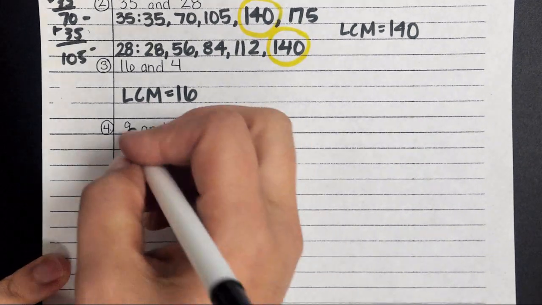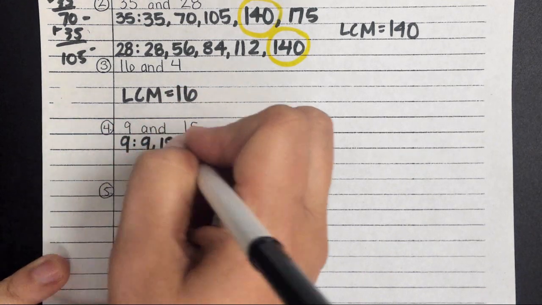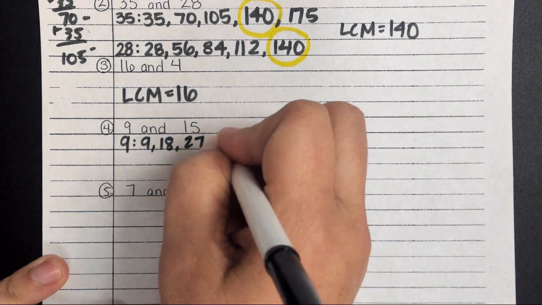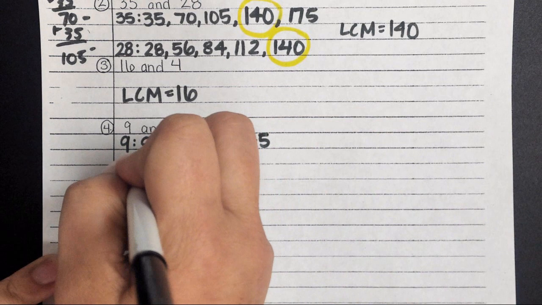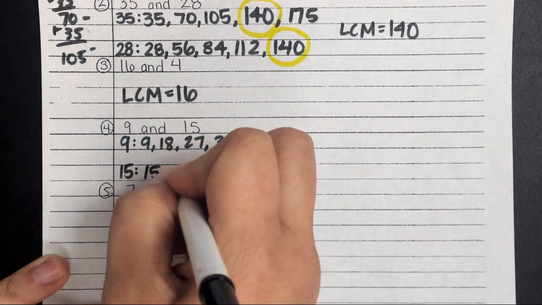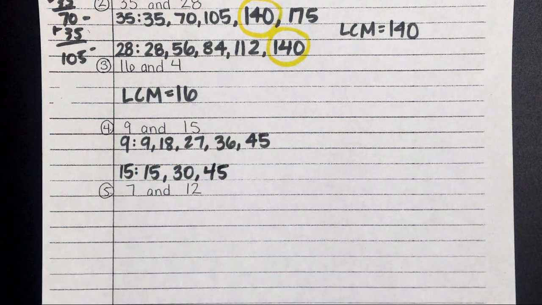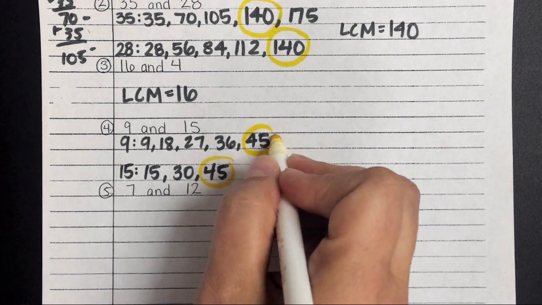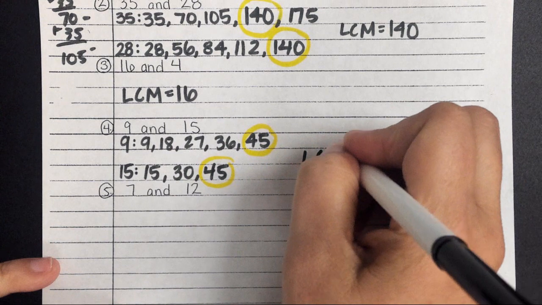All right. What's my first multiple of 9? 9. Then 18. What's next? 27. 36. 45. Okay, so let's look at 15. What's my first multiple of 15? 15. And then we go to 30. 45. So, again, once you see it, you can stop. Your least common multiple of 9 and 15 is 45.